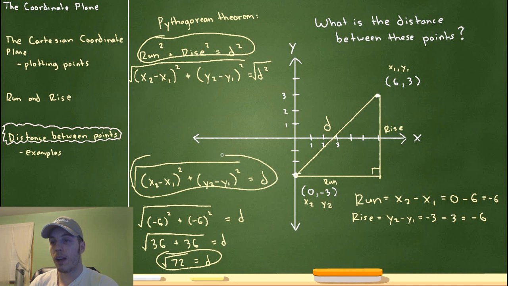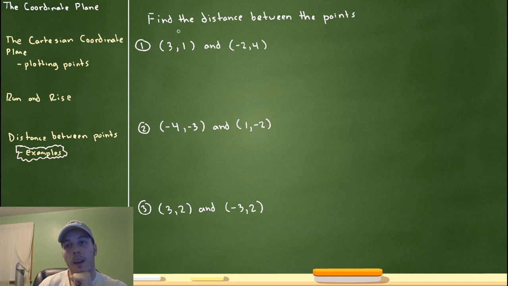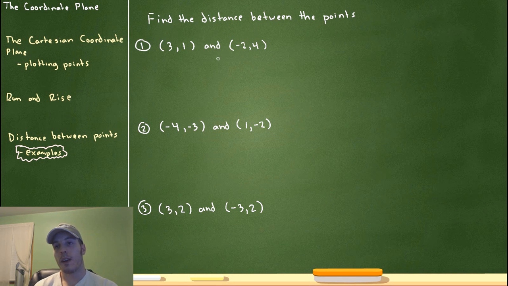Okay, so you'll want to have these at your disposal. So let's make use of that formula. Let's take a look at a few examples here. So find the distance between the points. Now, when you're trying to find distances between points and you're given the points, it's not necessary to plot these in the Cartesian plane. We can just go ahead and apply the formula to these points.